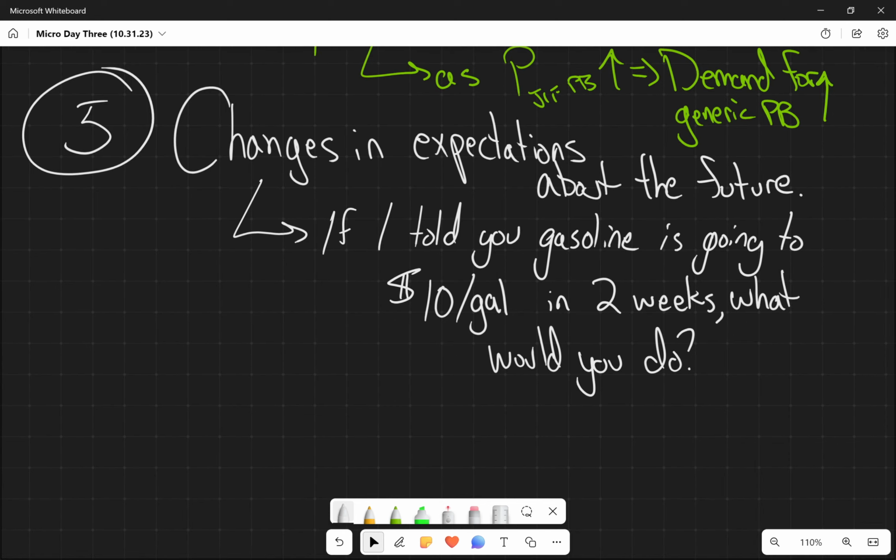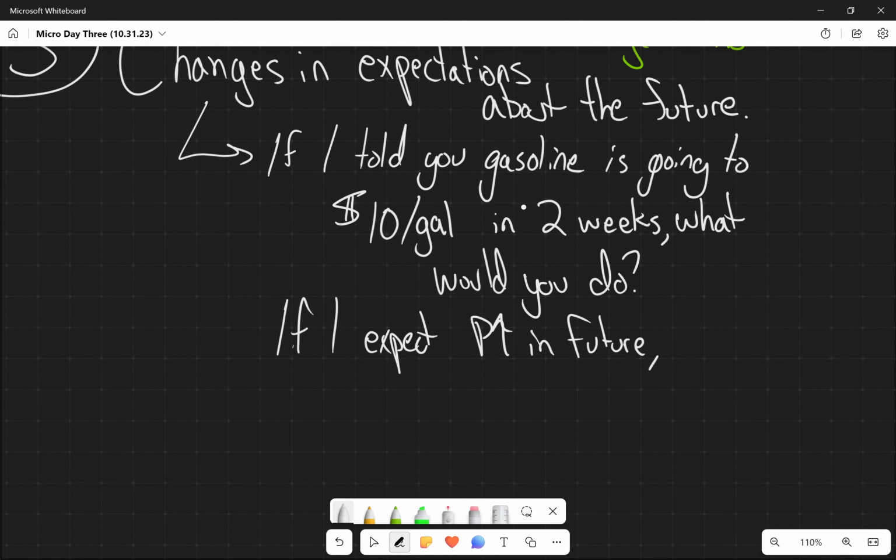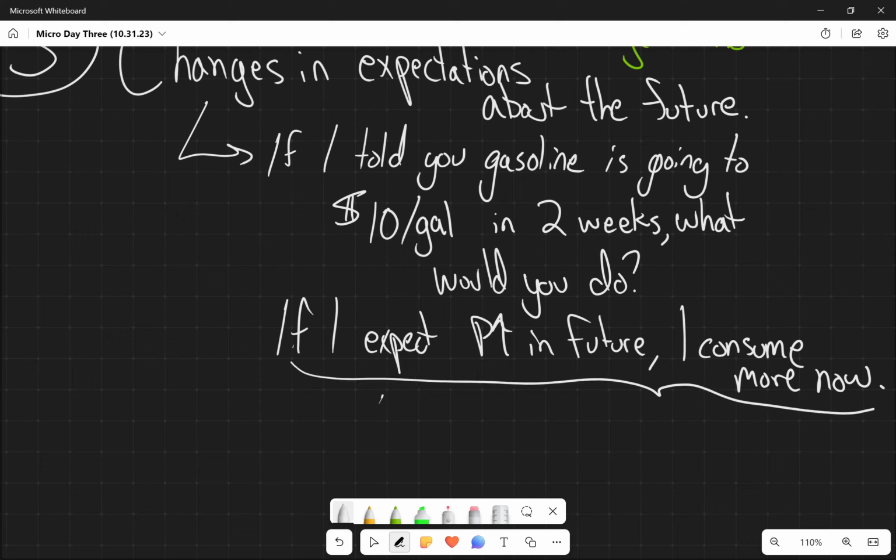So if I expect the price increase in the future, it's rational for me to consume now. Maybe not even consuming, but I purchase more of it right now, right? So similarly, this holds for the whole economy, right? If there's an expectation that prices are going to increase, demand for that good is going to increase.